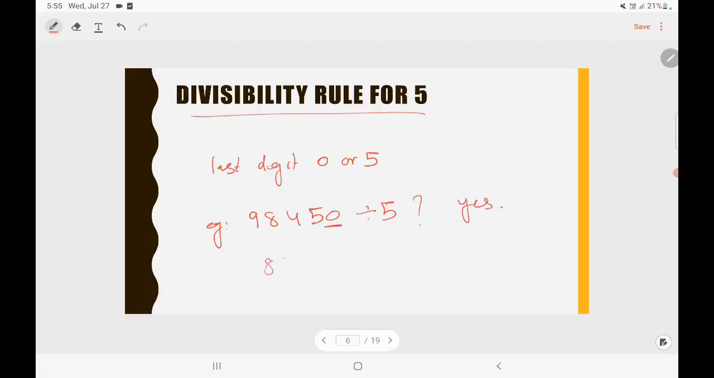A number, let's say 84325. Is this number divisible by 5? Yes, because the last digit is 5. Okay.